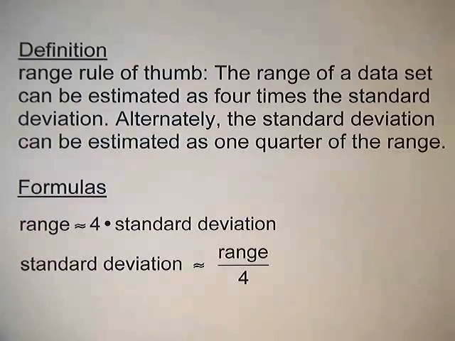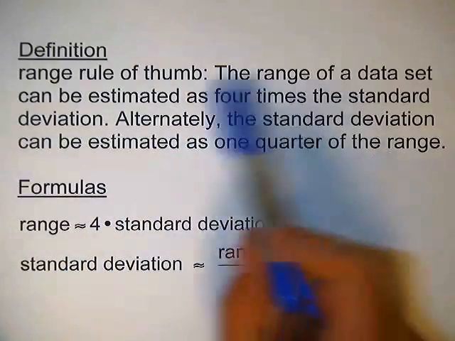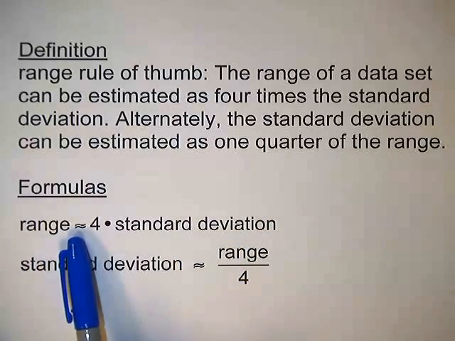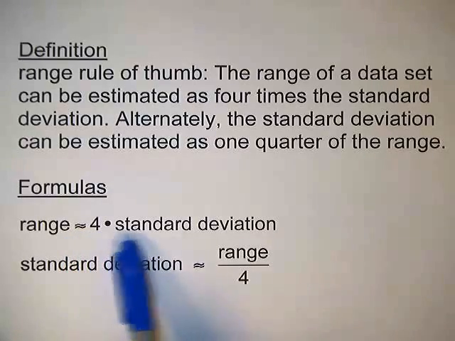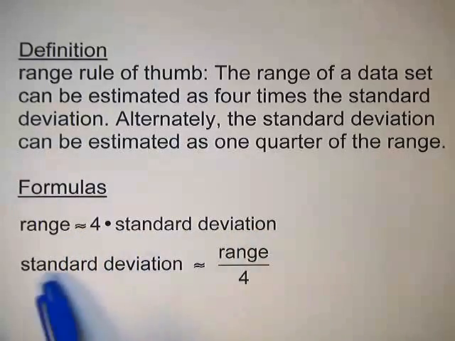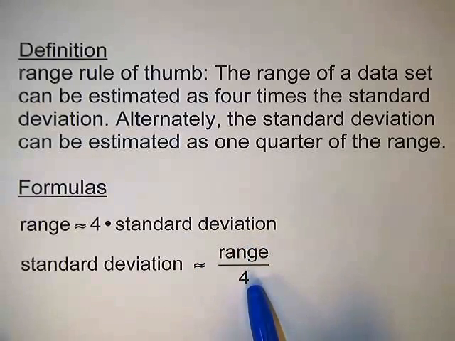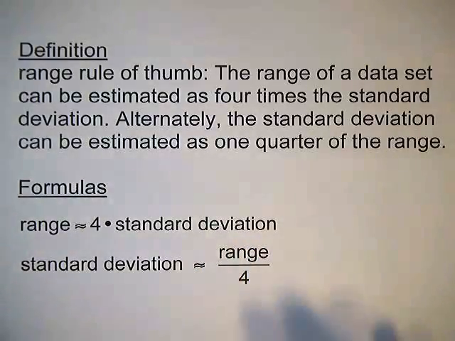The range of a data set can be estimated as 4 times the standard deviation. Or alternately, the standard deviation can be estimated as 1/4 of the range. Putting the words here into formulas, the range is, with the squiggly equal sign meaning approximately, range is approximately equal to 4 times the standard deviation. And then the standard deviation is approximately equal to the range divided by 4.